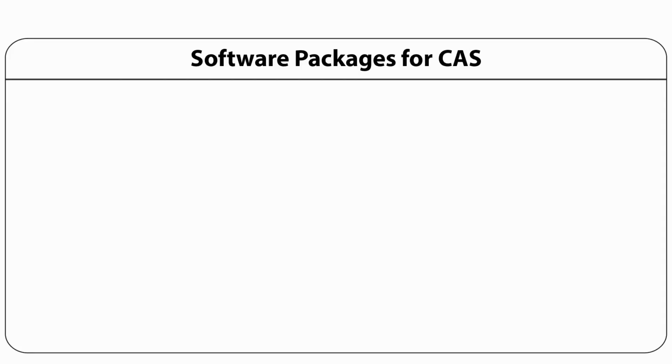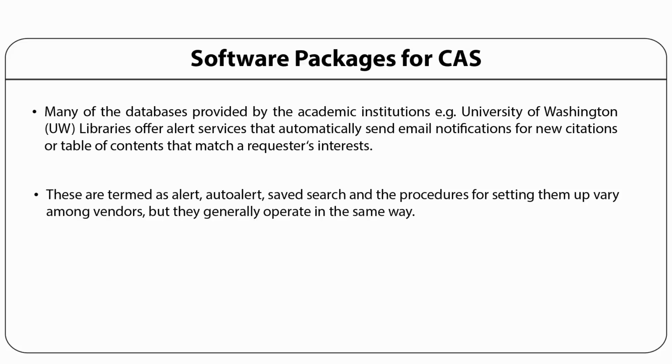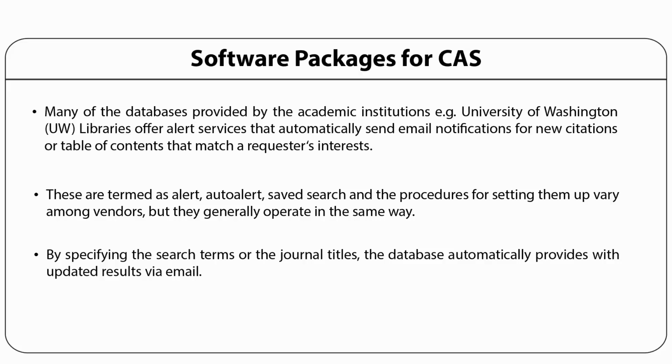Software packages for current awareness services. Many of the databases provided by academic institutions, for example, University of Washington libraries, offer alert services that automatically send email notifications for new citations or table of contents that match a requester's interests. These are termed alert, auto alert, or saved search, and the procedures for setting them up vary among vendors, but they generally operate in the same way.